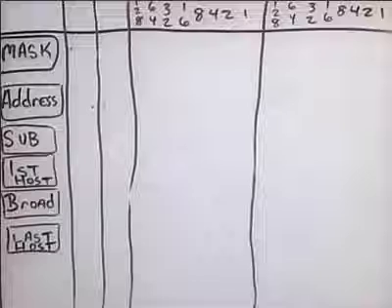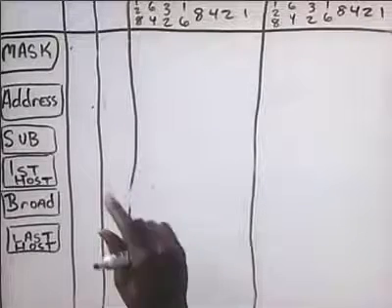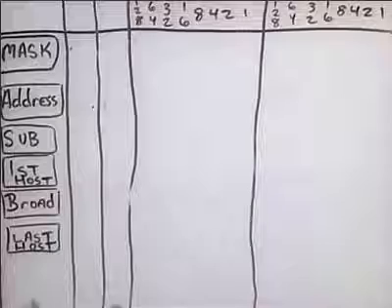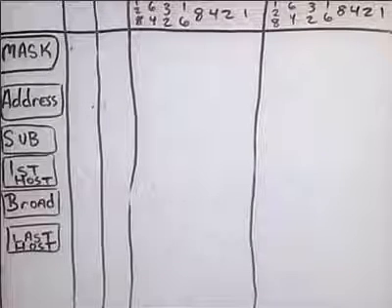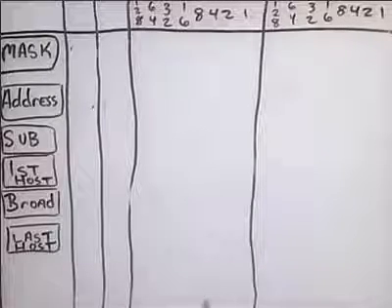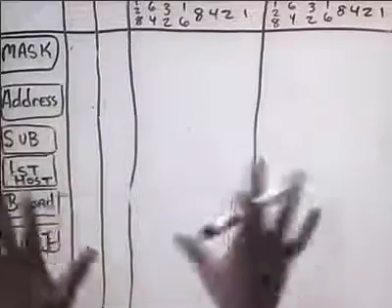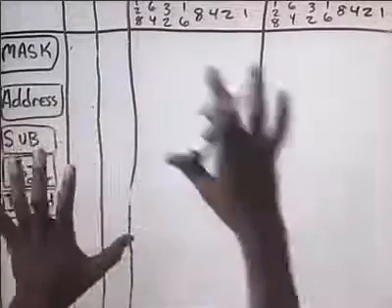So let's take a look at an example of the first scenario. Remember, the first scenario is given a network address and subnet mask. How many subnets can you have and how many hosts per subnet? Here we've laid out a chart that we can use for our examples.